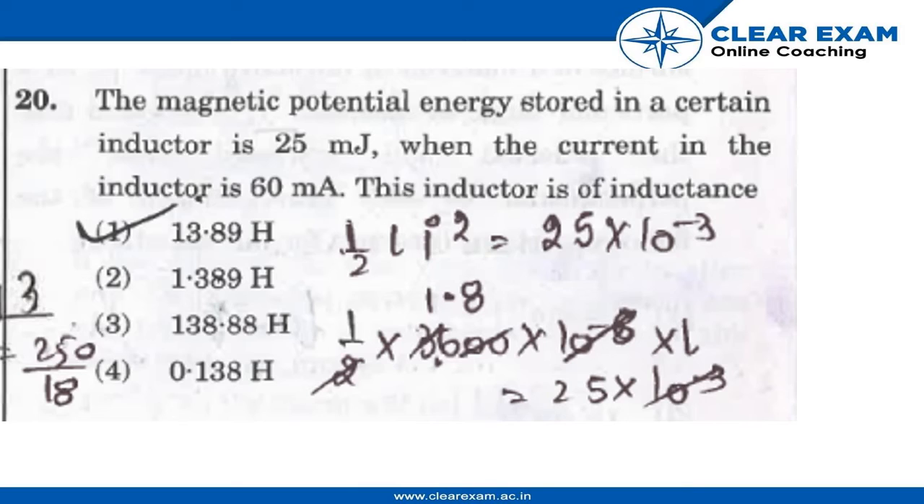Now, for simple, we will use the simple formula of magnetic potential energy, which is half L I square. Now, by putting down the values of the question in this formula, we will be able to get the value of the inductance, which comes out to be 13.89. In this case, it's the first option which is the correct answer for this question.